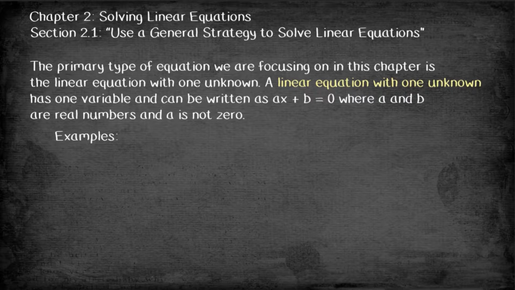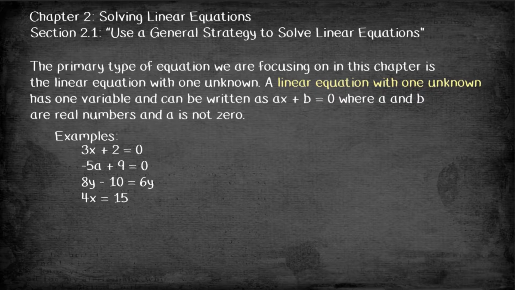So here's some examples. We have this first guy, 3x plus 2 equals 0. In the second equation, we have negative 5a plus 9. The variable doesn't have to be x, it can be anything. So long as you have one variable, you can write it this way.